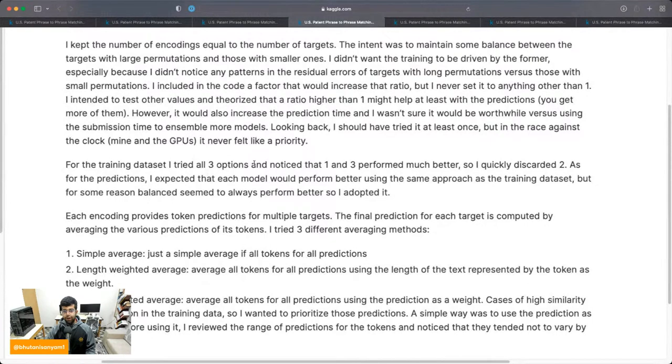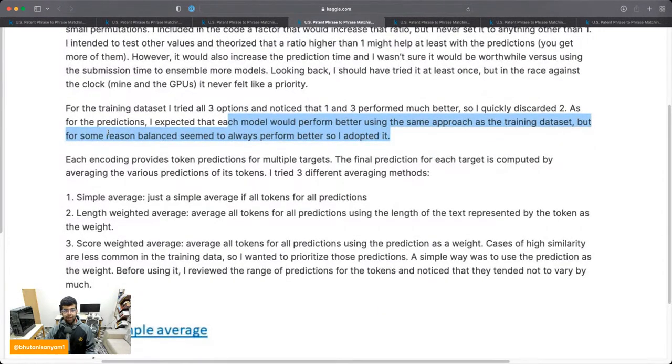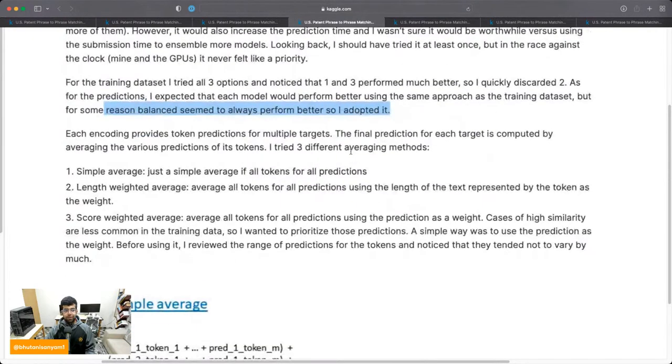For training the dataset, he tried all three options and noticed 1 and 3 performed much better. So he quickly discarded 2. As for predictions, he expected each model would perform better using the same approach as the training dataset. But for some reason, balanced seemed to always perform better. So that was adopted.